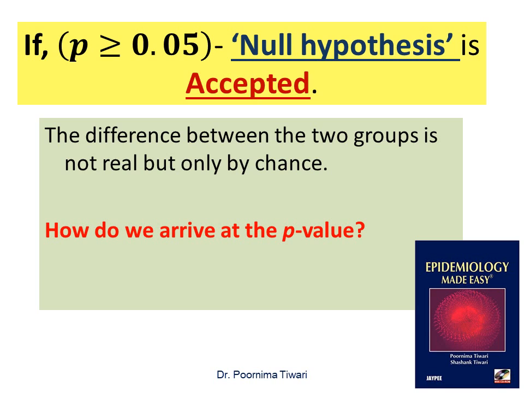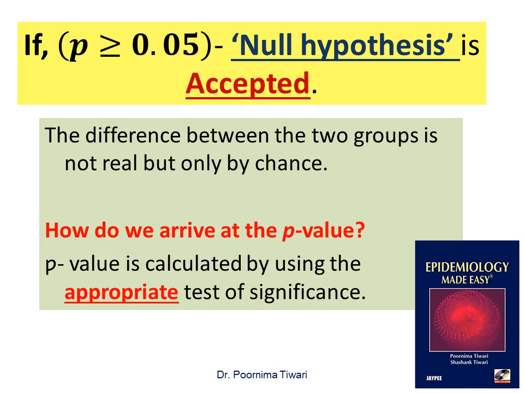But how do we arrive at this p-value, the probability value? The p-value is calculated for different types of data using the appropriate test of significance. So the remaining chapter is basically on which test of significance is to be used for different types of data or different types of study design. So it is very important that the appropriate test of significance is used to calculate the p-value.